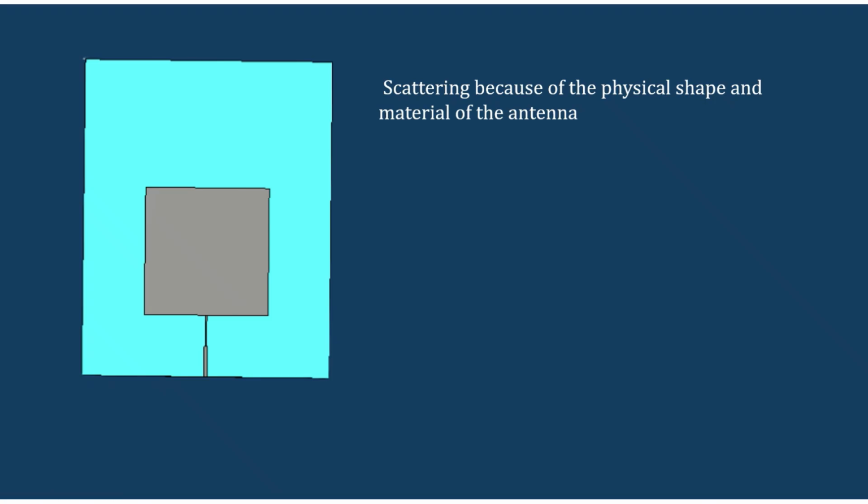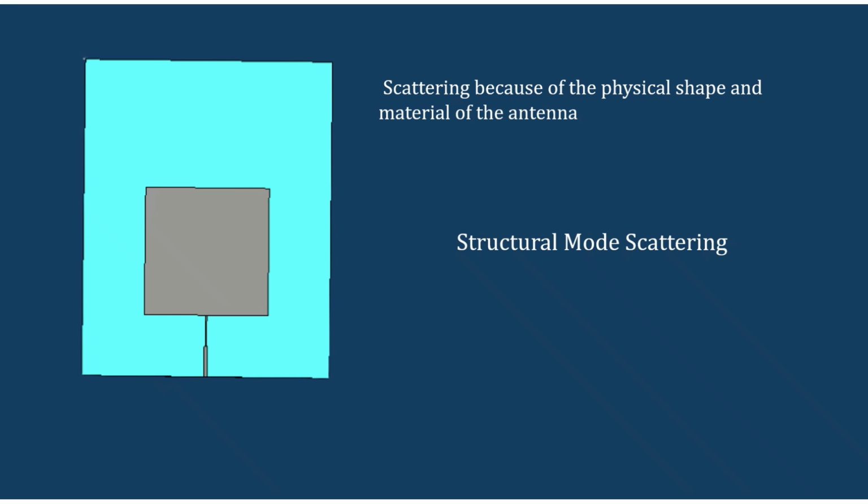This type of scattering is mainly because of the physical shape and material of the antenna. So it is usually contributed by the structural property and the material property of this antenna. And this type of scattering is known as structural mode scattering. For all structures, we are mainly considering structural mode scattering or structural mode RCS, which is mainly due to the material properties, dimensions, and shape of the structures.